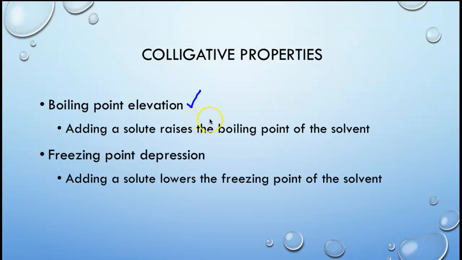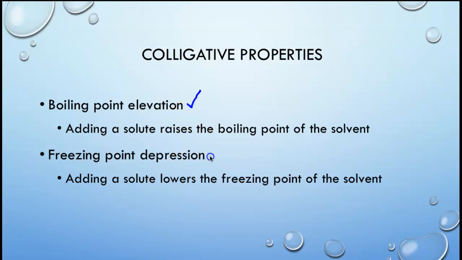So adding something to water is going to make it boil at a higher temperature. Why? Because it lowers the vapor pressure. So now water is going to need even more energy so that its vapor pressure can be equal to atmospheric pressure. If we would do this in lab, and I do plan on doing a demonstration of this, if I add something to my water, it should boil at a higher temperature.